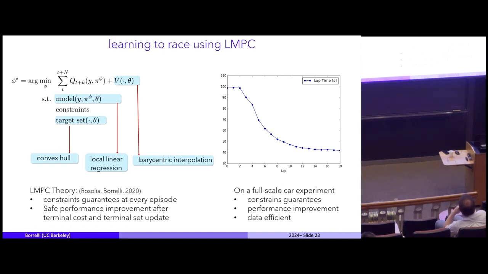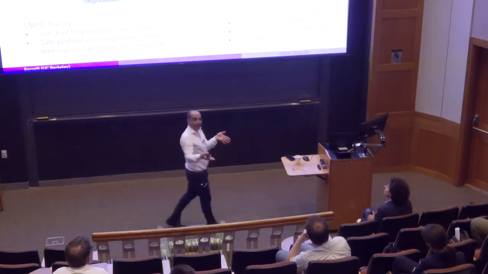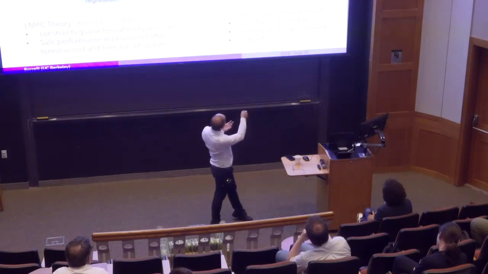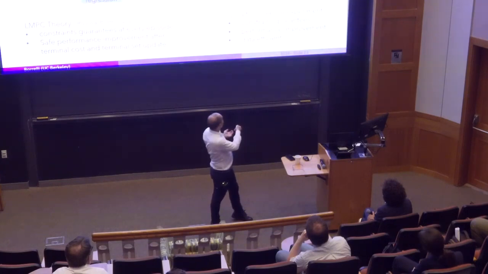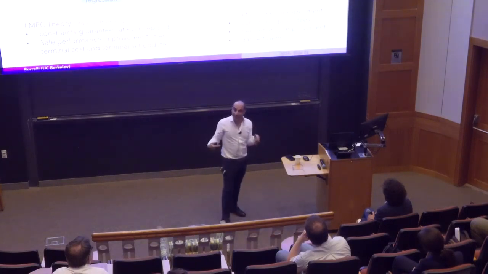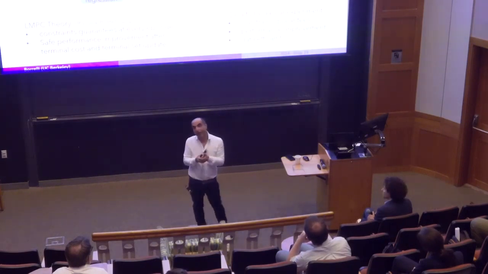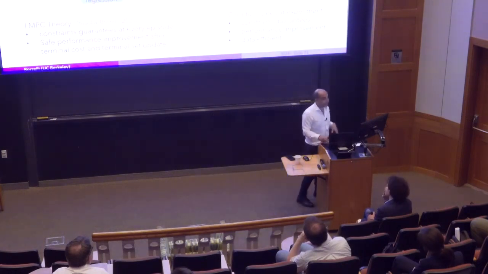You see the lap time on the y-axis and the lap on the x-axis. At each lap, you update the cost and safe set. And constraints are guaranteed, meaning the car doesn't go outside the track. It's very unsafe to run at high speed on these vehicles. Performance improves. You go from 100 to 40, more than a 2x factor. And it's data efficient, meaning I'm not generating data from a simulator. I'm taking my Newton's law and I'm testing on a car. Nothing else. I don't have any web scraping of videos going on here.